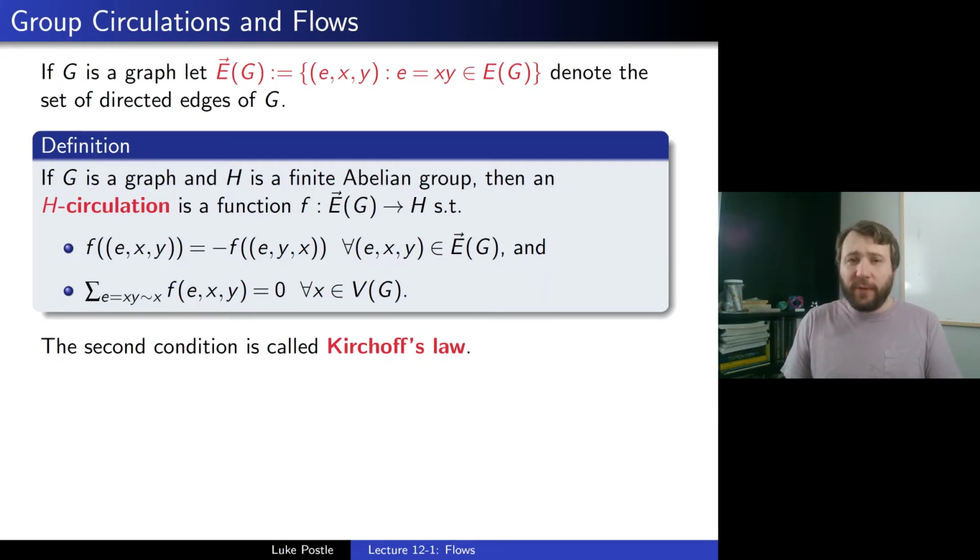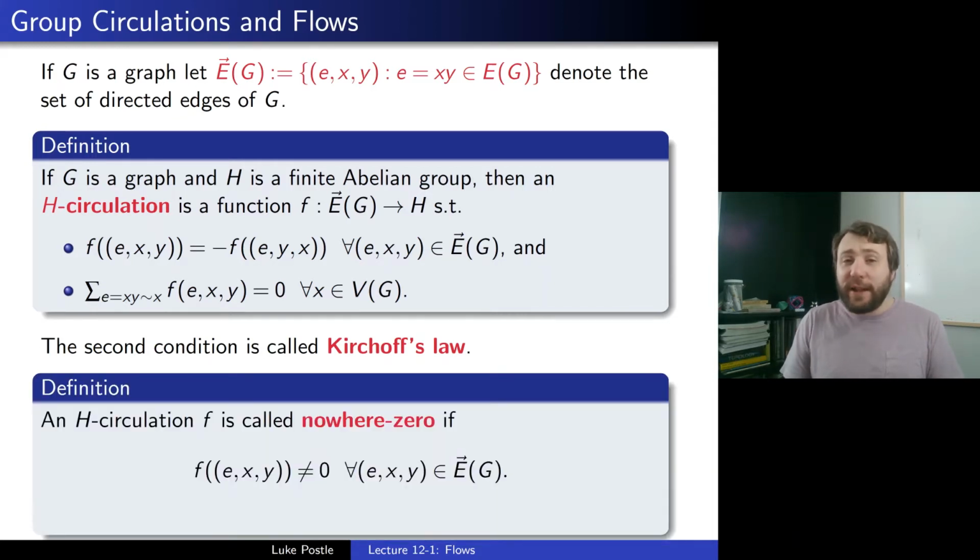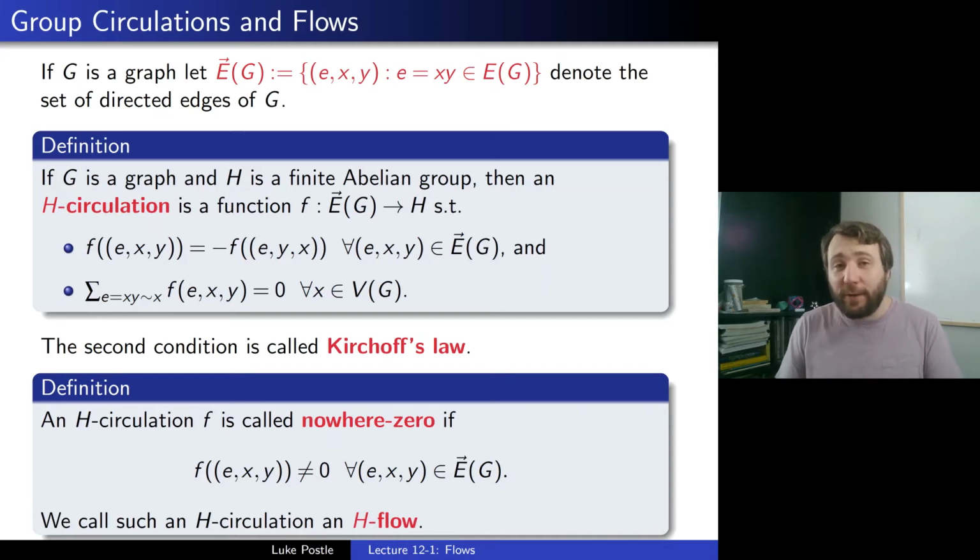What is a flow then? An H circulation F is called nowhere 0 if F is not equal to 0, 0 being the identity of the group, for every edge. And then we call such an H circulation an H flow. So this will be our terminology as coming from Diestel, that we have circulation if you satisfy the inverting property and then the sum property, this Kirchhoff's law, and only call it a flow if it's actually nowhere 0. Now this is not standard in the literature.